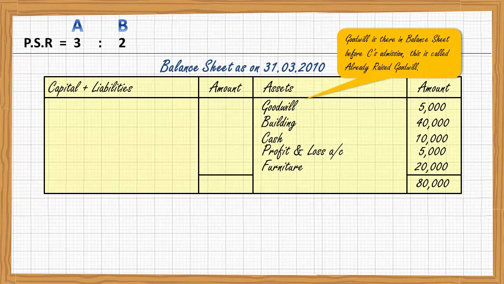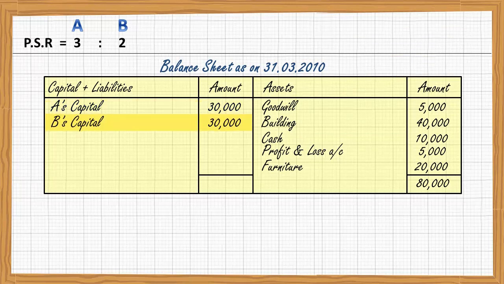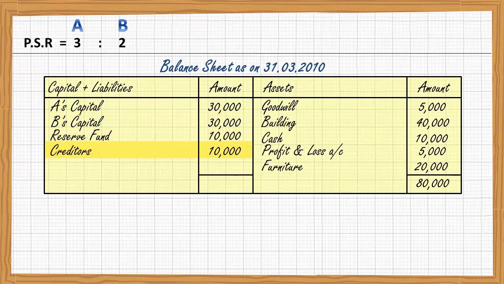It means this year or 2 years ago or 20 years ago, A and B created or raised goodwill account by rupees 5,000. They must have passed the journal entry goodwill account debit to A's capital, to B's capital. That's why this goodwill is lying in the asset side. This situation is called already raised goodwill. Now on liability side, A's capital 30,000, B's capital 30,000, reserve fund 10,000 rupees, creditors 10,000, total 80,000 rupees.